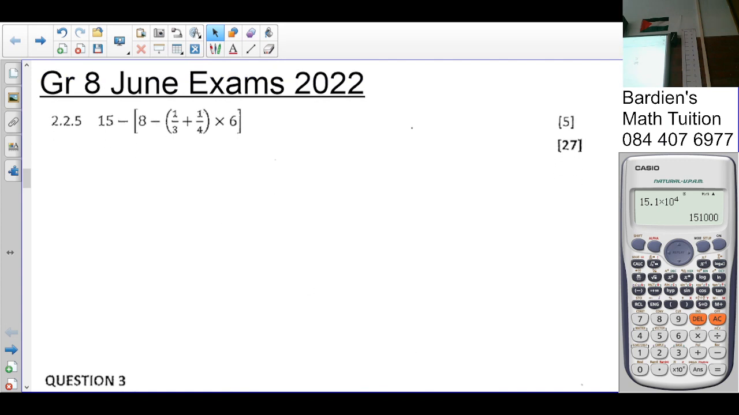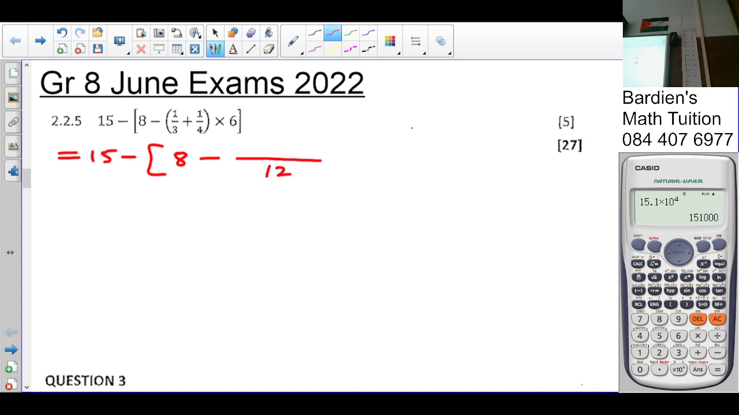BODMAS here, get rid of the brackets. So it's 15 minus square bracket, 8 minus your curve bracket. Inside the bracket must be sorted out first. So my LCM inside that bracket, I can write this as one term, so I can probably drop the bracket. It's going to be 12. So 3 times 4 is 12. So 4 times 1 is 4. 4 times 3 is 12. So 1 times 3 is 3 times 6 over 1.